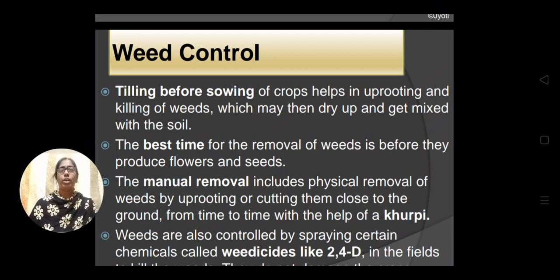But after sowing, when the crops are growing, some weeds are also growing along with the crops. That is to be removed, and it is very much essential. What is the best time for the removal of the weeds? It should be done before they produce flowers and seeds. Before the undesirable plants produce the flowers and seeds, they should be removed.